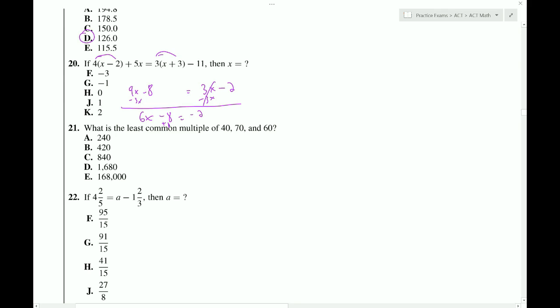Then we add 8 to both sides. We get 6x equals 8 minus 2, which is 6. Divide by 6 on both sides, and you get x equals 1.